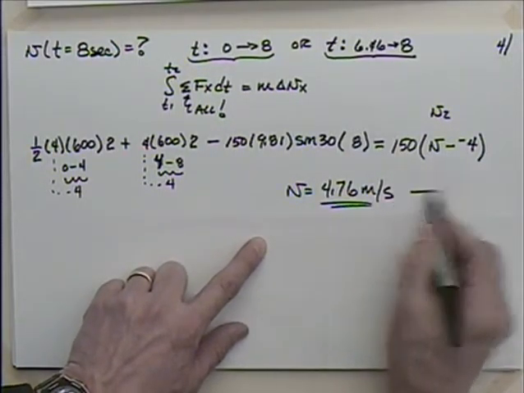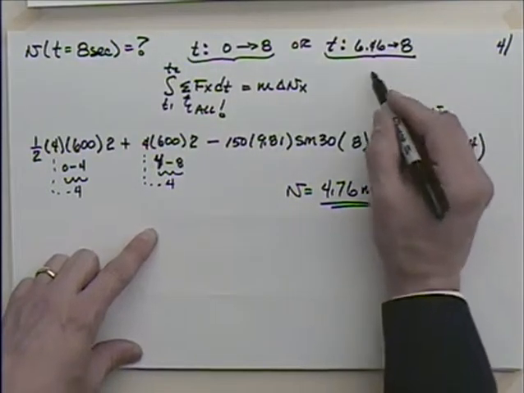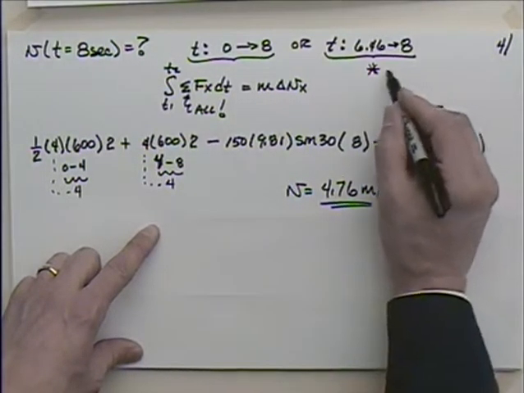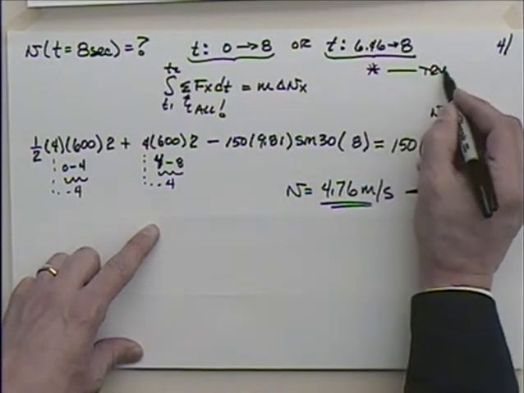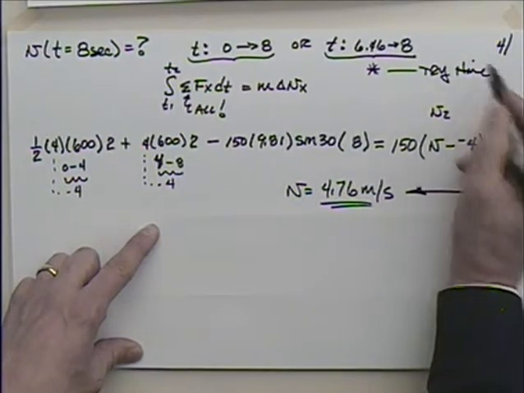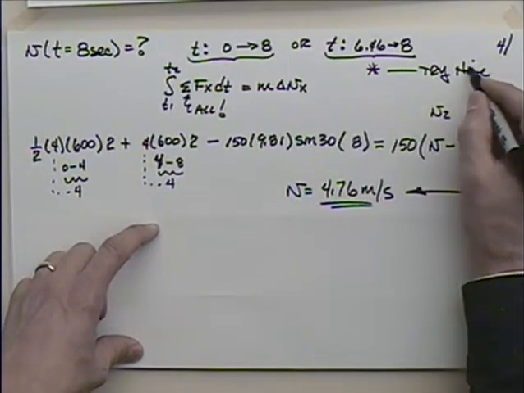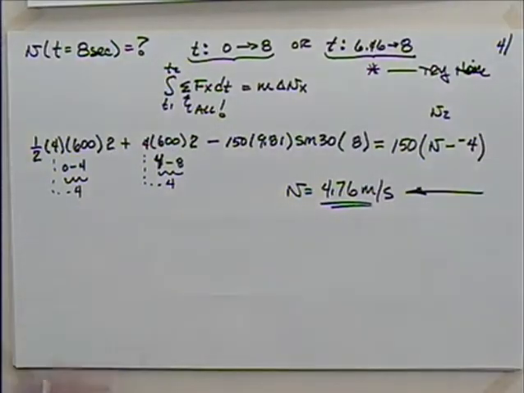Okay. And you can check this out by doing this one. Try this one out. Try this at home. Because home doesn't have an I. Okay. So 4.76 meters per second.